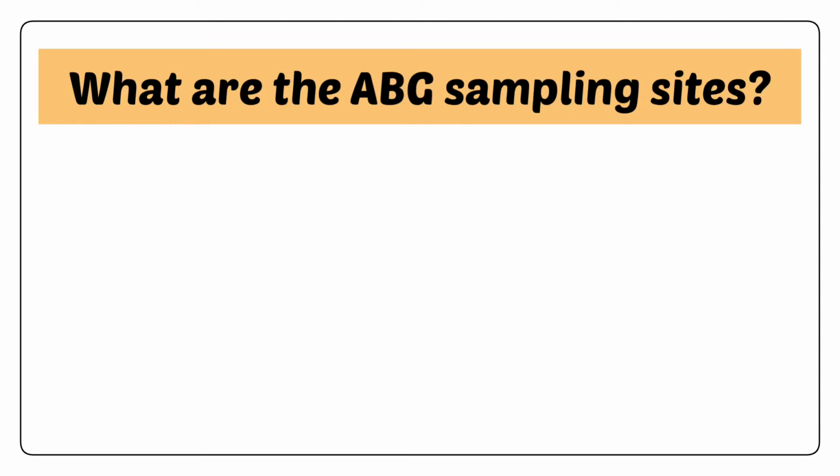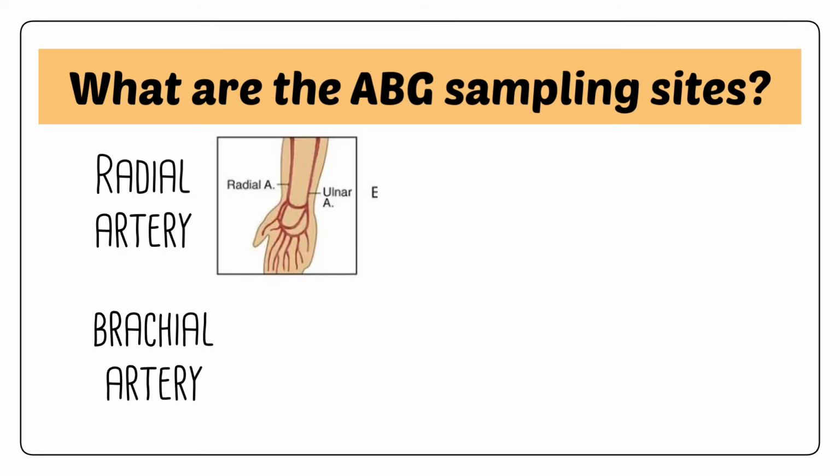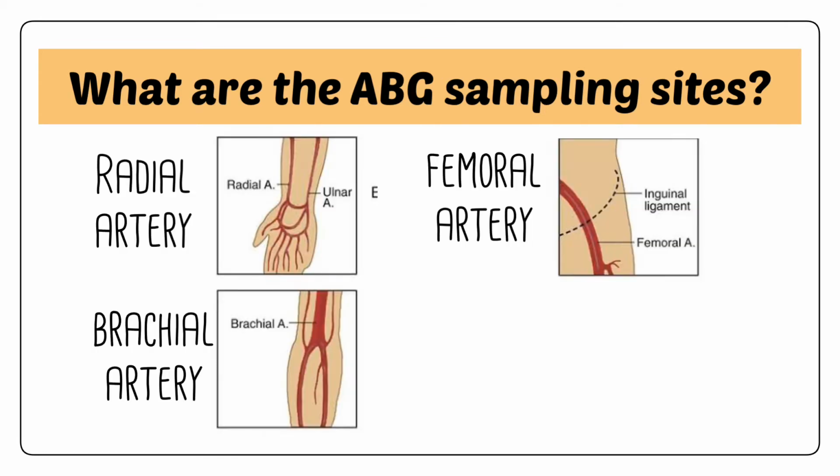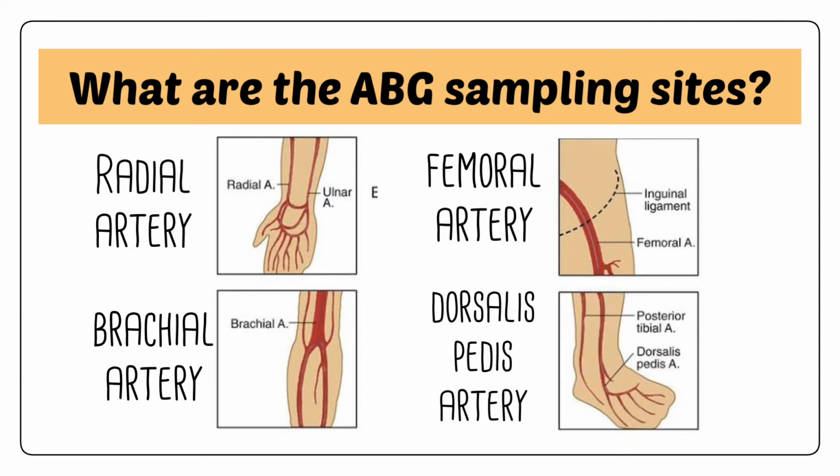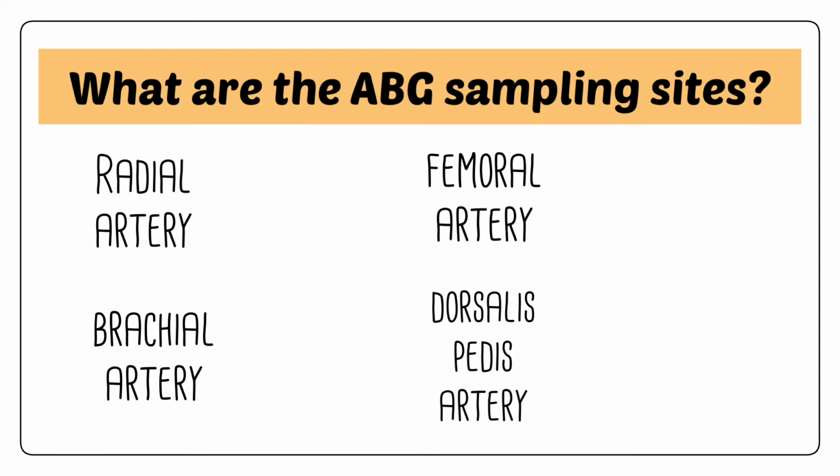Now, what are the sites that can be used for arterial blood sampling? We have the radial artery, brachial artery, femoral artery, and dorsalis pedis artery. But the most common and the most preferred site is the radial artery.